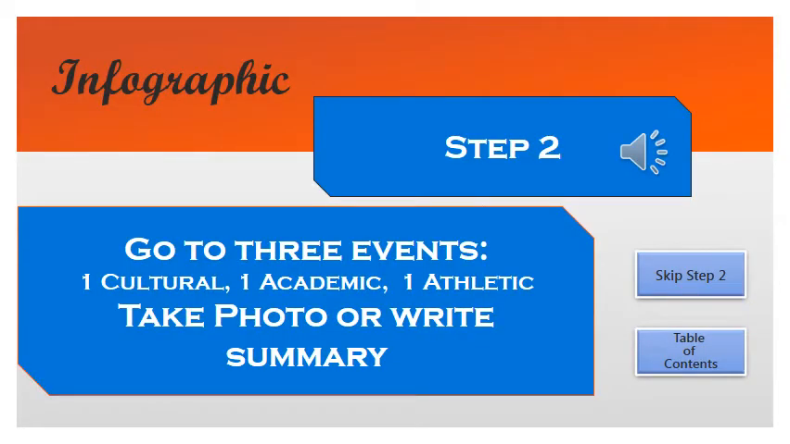Step 2. Attend 3 campus events, a cultural, an academic, and an athletic. Here's a few ideas. An academic, attend a TED talk, attend a guest speaker engagement, or meet with a faculty member. A cultural, go to or be in a play, a musical, or any concert.